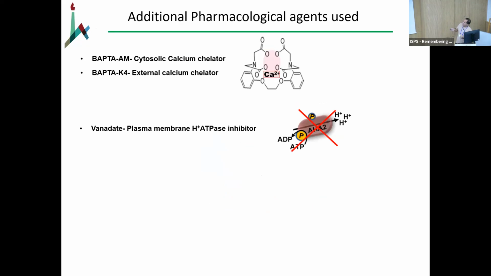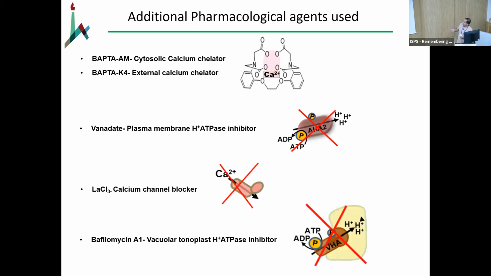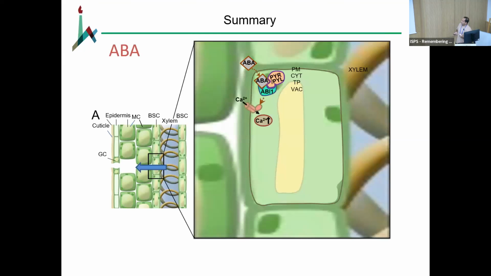Or we use a BAPTA which is external. So we can either block the calcium outside or inside the cell. And we could inhibit the AHA proton pump, calcium channels, and also the proton pump of the vacuole. Okay? These are the materials and methods. And again, it was not fully published, but part of it is already in bioRxiv if you want.